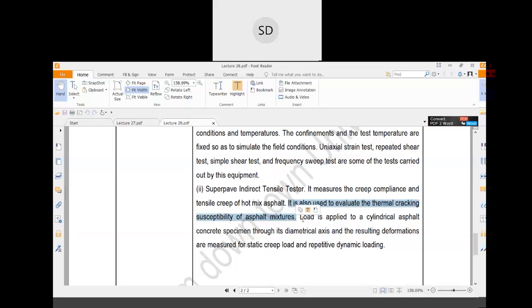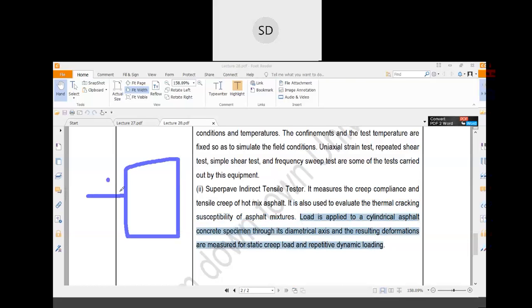So how is this test conducted? Load is applied to a cylindrical asphalt specimen through its diametrical axis, and the resulting deformations are measured for the static and repetitive dynamic loading. So here the load would be applied like this. So basically you are squeezing that cylindrical specimen.